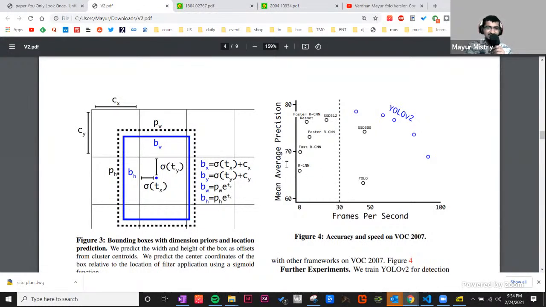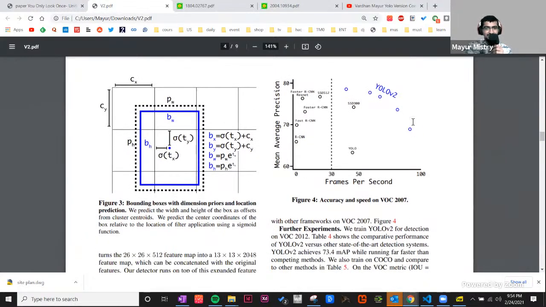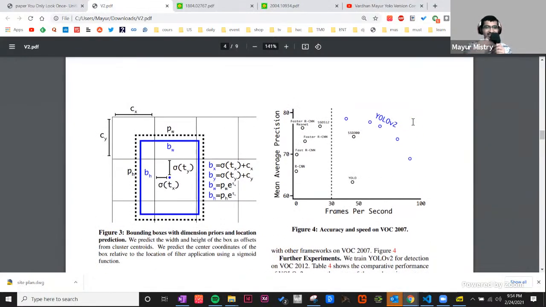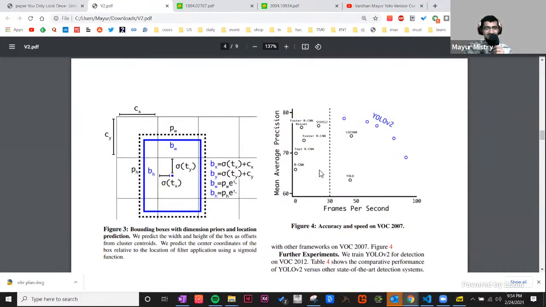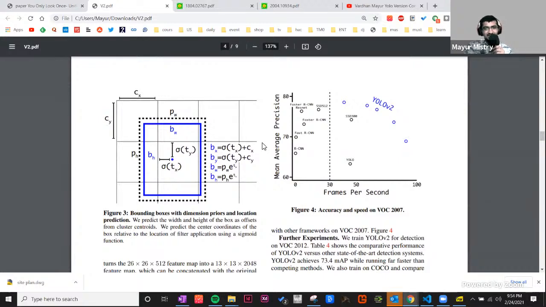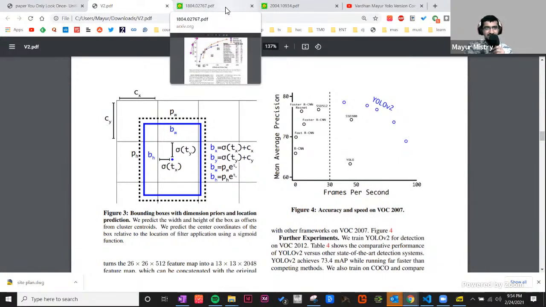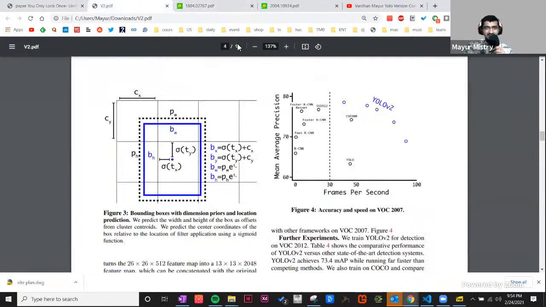So it was still lesser than other two-stage models. YOLO V2 changed the whole game by being faster and more accurate than two-stage, which is unbelievable. So it was quite efficient compared to two-stage models.